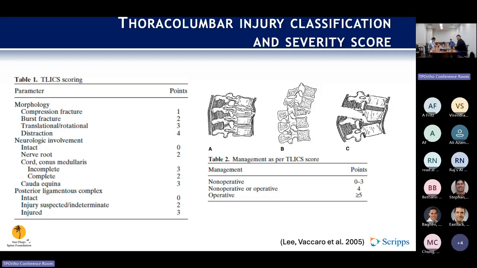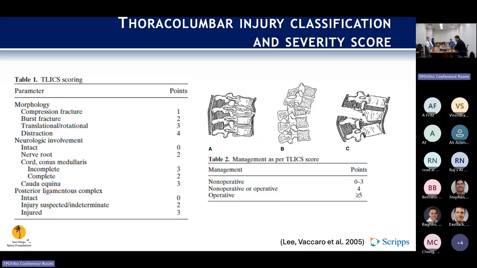So we'll go into classification systems. I think we've gone over this extensively last week as well in Journal Club, but this is TLIC scoring. I think this is the most commonly used in terms of the classification systems that we have. It focuses on treatment decisions by assigning a numerical score based on the injury morphology, the neurologic status, and posterior ligamentous complex.